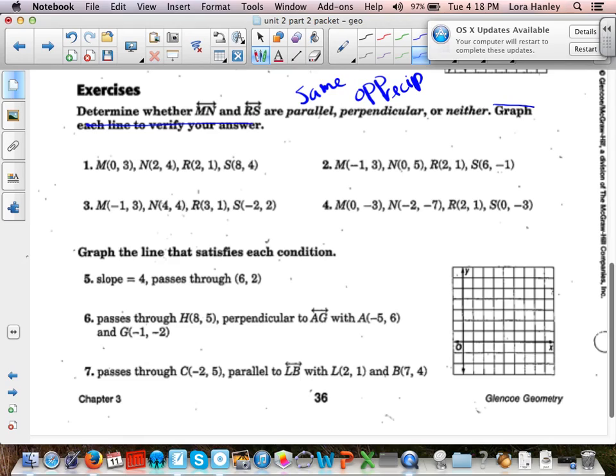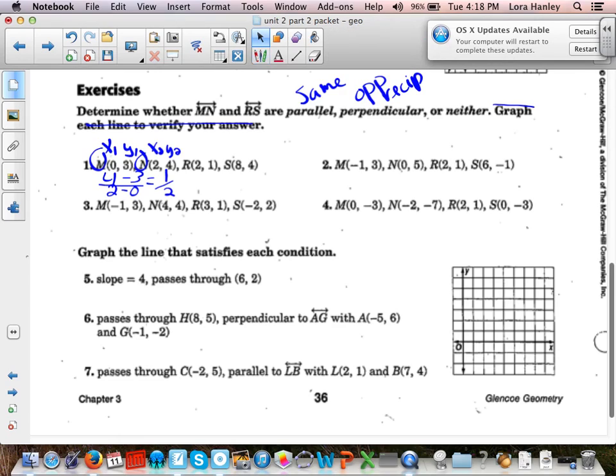All right. So number 1, we want to find the slope of MN. So I need to use points M and N first. So label them, and then let's put into our slope formula. We have y2 and y1. So y2 is 4 minus y1 is 3 divided by 2 minus 0. 4 minus 3 is 1. 2 minus 0 is 2. That's as reduced as we can get it.